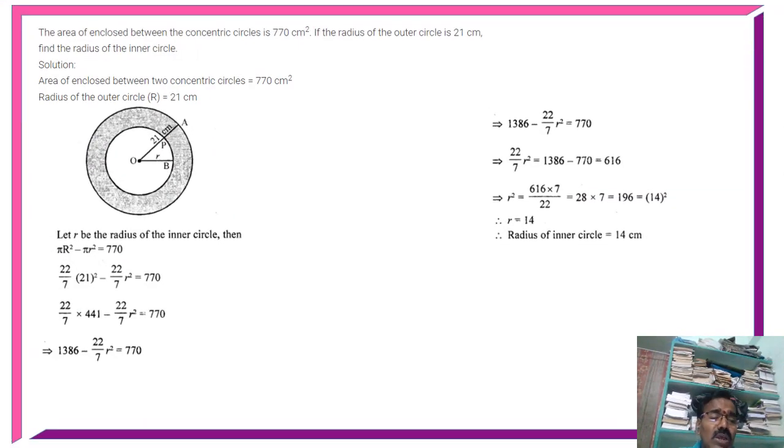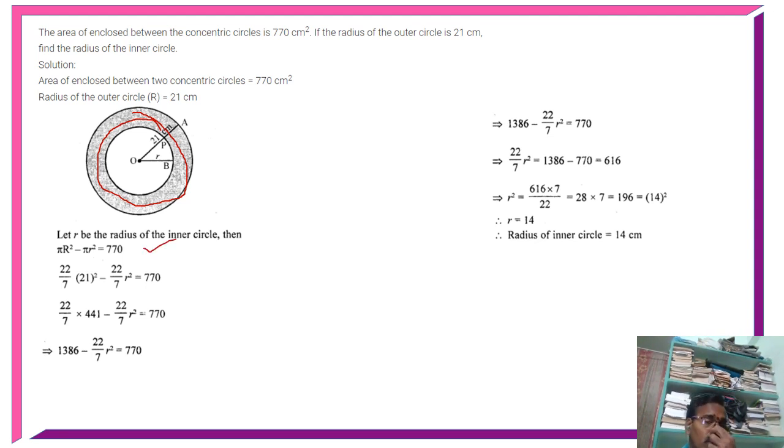It is given that the area enclosed between two concentric circles is 770 centimeter square. The radius of the outer circle is given as 21. Find the radius of the inner circle. Simple, students. The outer circle radius is already given as 21, and the total area of the circular path, this red area, equals pi into capital R square minus pi into small r square. The area of the outer circle minus the area of the inner circle is the area of the circular path, which is 770 according to the question.